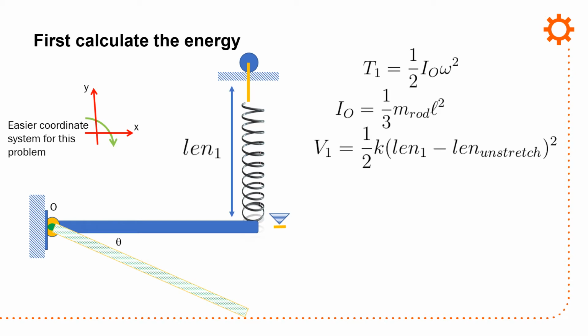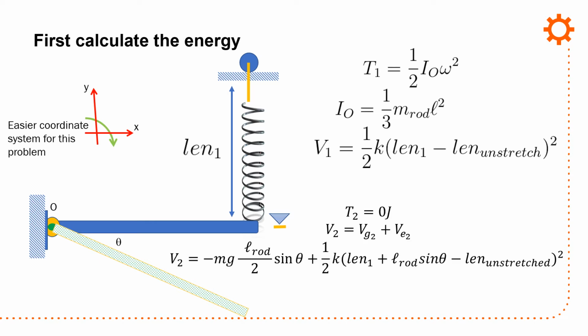The initial potential energy is going to be associated with the spring potential, which is 1/2 K, the length 1, which is defined on that figure, minus the unstretched length. On the other hand, you have T2 where it comes to a stop, and you have V2, which is going to combine gravitational potential and spring potential. So you have minus m g L rod over 2 sine theta, so it's halfway because it's the center of gravity of the rod that determines where the gravitational potential is defined, and then 1/2 K times length 1 plus length rod sine theta minus length unstretched, squared.